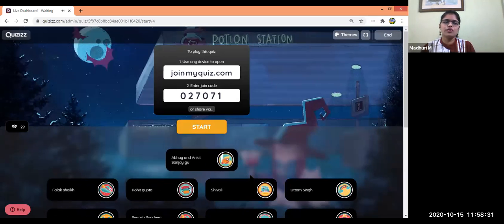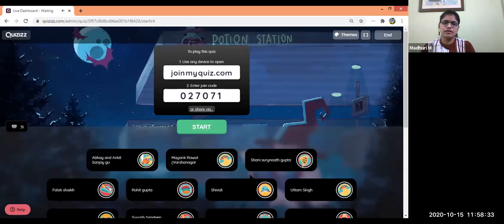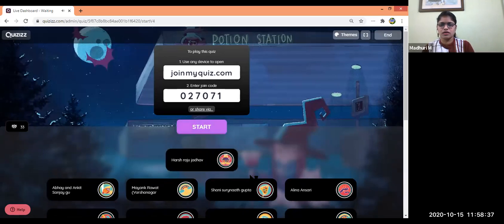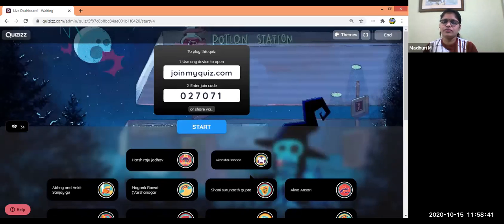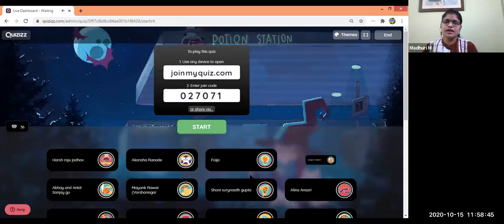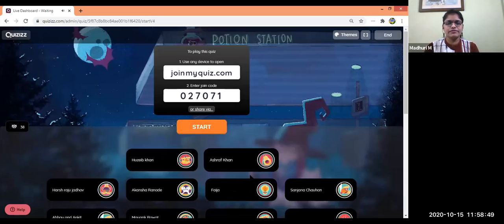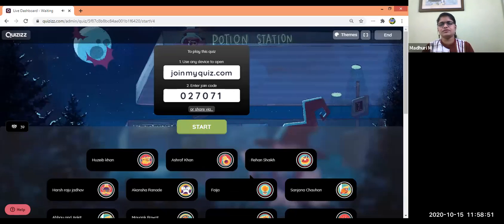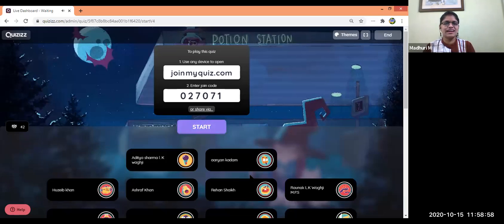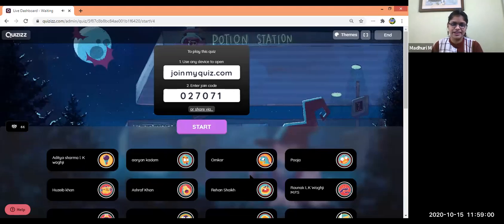The code is 027071. Once you enter the code, you will be directed to another page where you have to enter your name. Enter your name with your school name and click on start. Once you click on start, you will be on the live dashboard waiting for other participants to join. So students, go ahead and try it out. I see there are 226 participants, and yes, you all are still joining. Great.